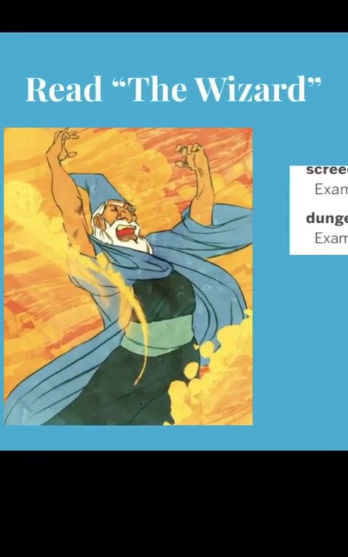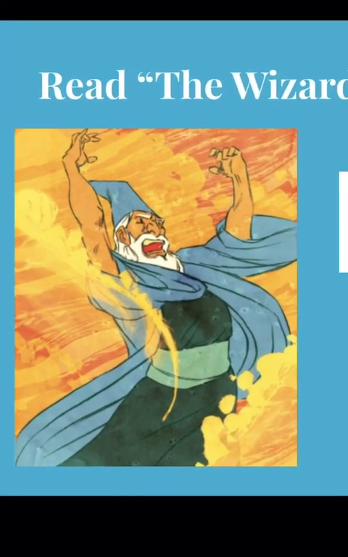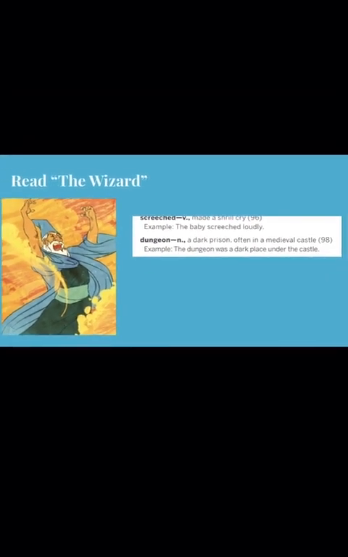Okay, moving on. You are reading your new chapter called The Wizard today. Make your prediction. What do you think the chapter is going to be about? Okay, and now let's go over our vocabulary words that are in your chapter. We have screeched. That means to make a shrill cry. For example, the baby screeched loudly, like, ee! Okay, next word is dungeon. That is a dark prison, often in a medieval castle. For example, the dungeon was a dark place under the castle.